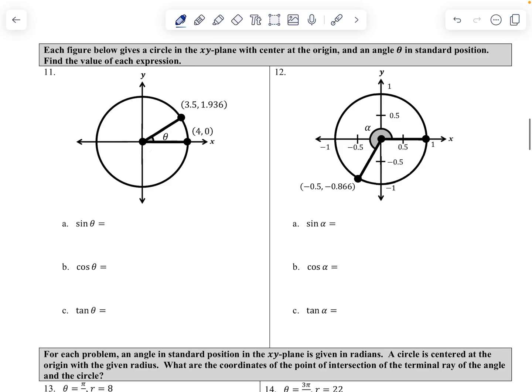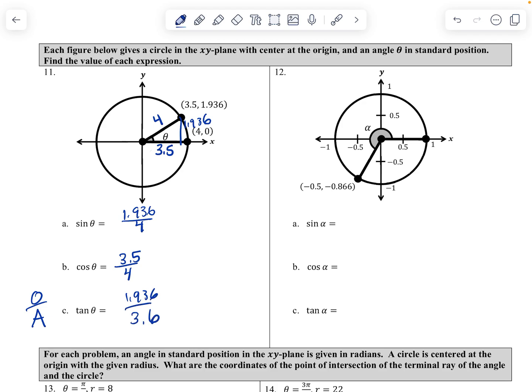So number 11, find the sine. So if I was to drop this down, our radius is 4. We go over 3.5 and up 1.936. So sine is 1.936 over 4. Cosine is 3.5 over 4. Tangent is opposite over adjacent, so 1.936 over 3.5.